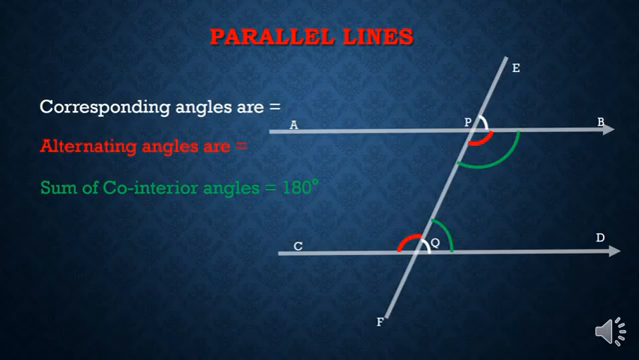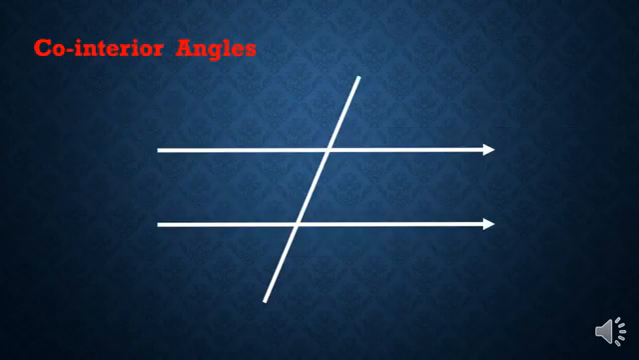Let's take a look at the other co-interior angles. The two white ones are co-interior angles. The two red ones are co-interior angles. When we add them up, they are equal to 180 degrees.